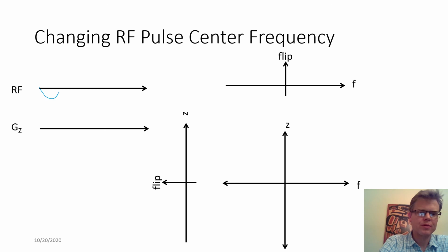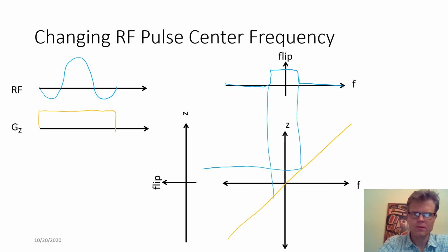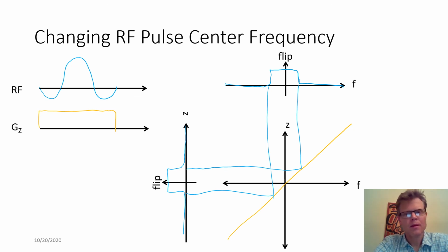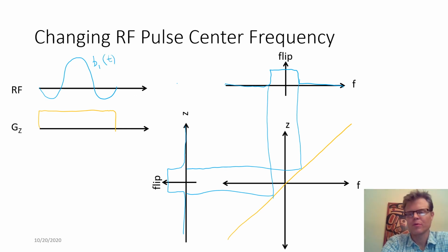Let's add another manipulation in here as well. Let's go back. We're going to apply our magnetic field gradient, and we're going to have our selective RF pulse. We're going to have our nominal behavior that is going to excite a slice in Z, like so. And for the purposes of this question, let's say we have an RF pulse shape that we denote by this function B1 of t.